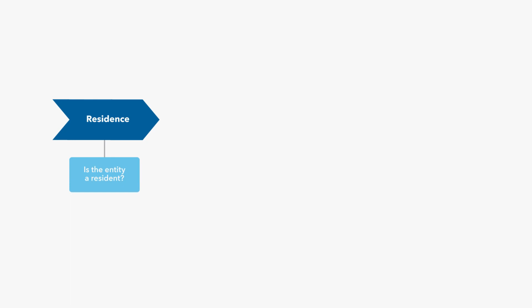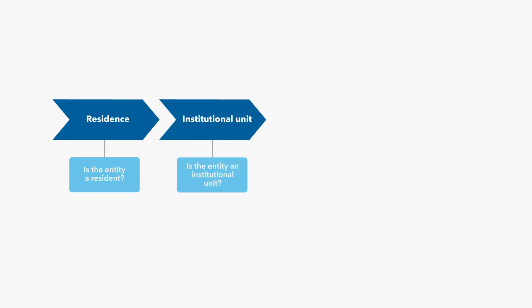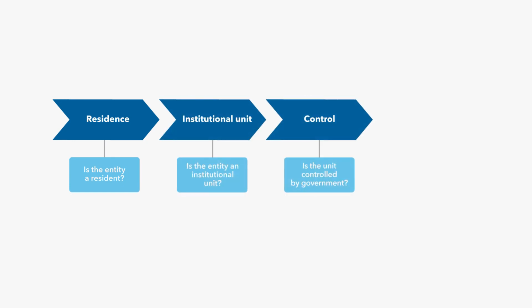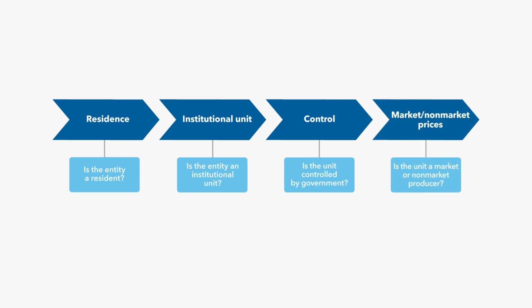Let's summarize the coverage and sectorization of the public sector. To determine whether an entity belongs in the public sector and, if so, where in the public sector we should classify it, we consider residence, institutional unit, control, and market versus non-market activity.